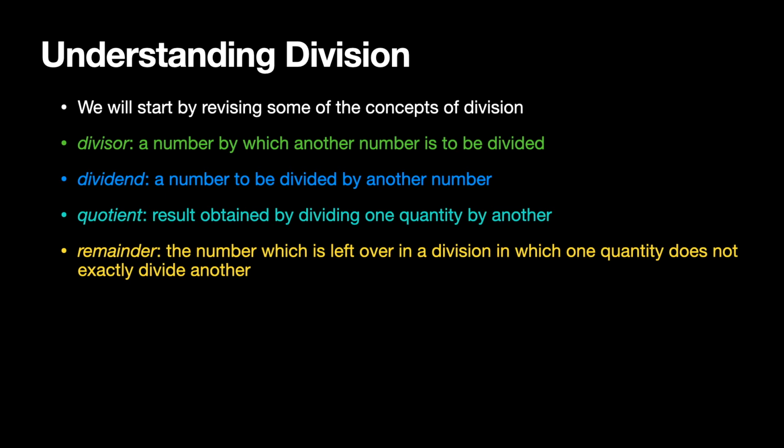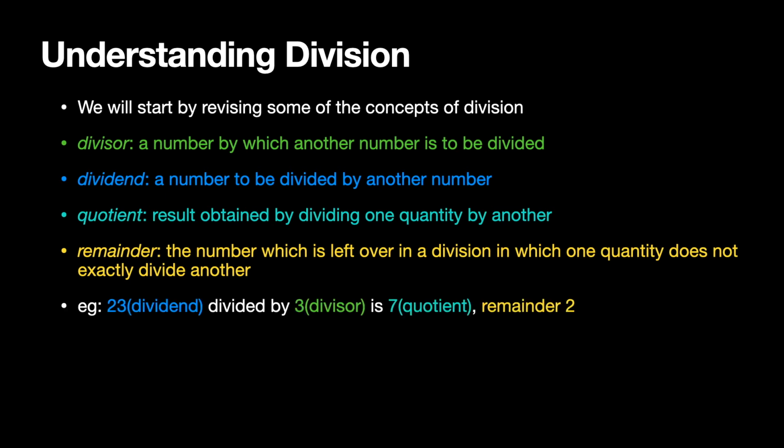Okay, let's take an example. So let's say we divide 23 by 3. What do we get? We get 7 with a remainder of 2. So in this example, 23 is the dividend, 3 is the divisor, 7 is the quotient, and the remainder is 2.